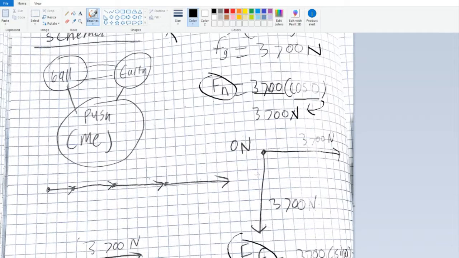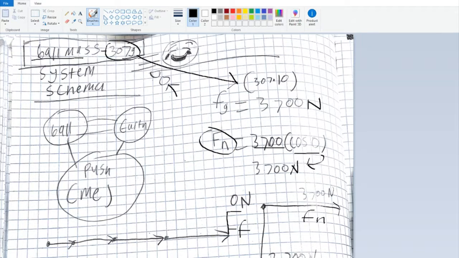So I then took all that and I made a force diagram. There's only two forces basically. There's the normal force, which is 3,700. There's also the gravitational force, which is 3,700. And then there's also the friction force. Well, not really, I just wanted to write it in, but it's non-existent. There's 0 newtons of friction force.